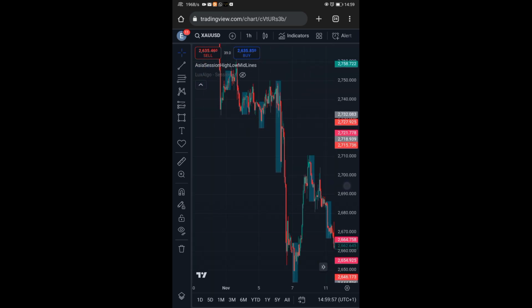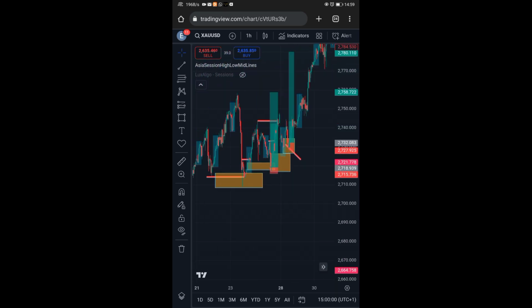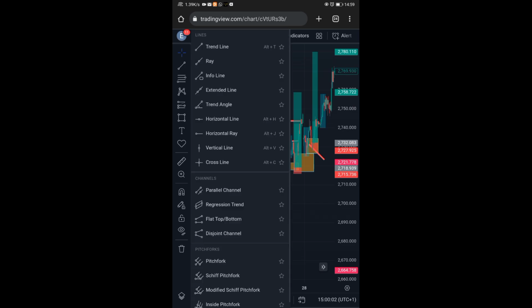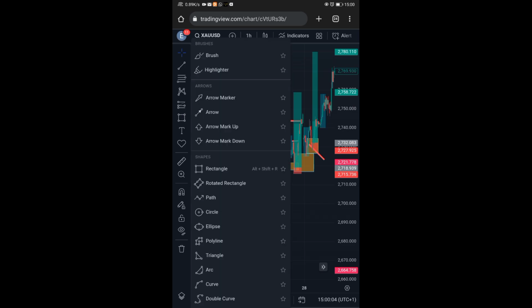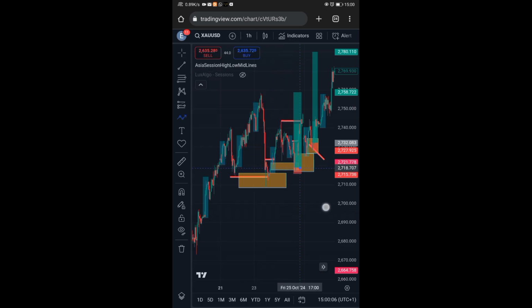So the entry criteria you'll be looking at when you go to your 5 minutes chart is for you to look for something like this. Once the market comes to any of the zones you marked, you look for something like this, a shift in market structure, retesting the zone that it comes from, and you place your trade and you target whatever you want to target.